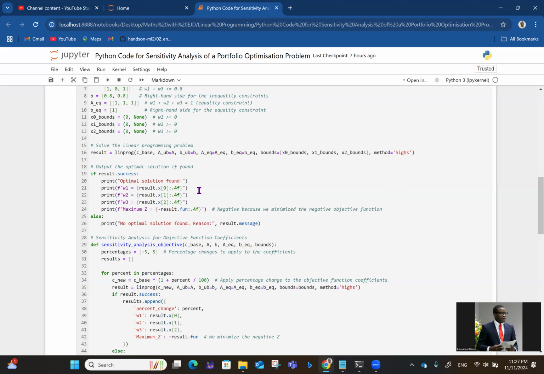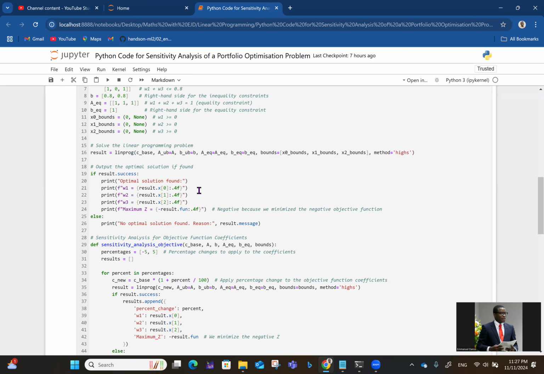Lines 19 to 26 are actually a condition. We want to output the optimal solution if found, in case the optimal solution exists. So we want to get W1, W2, W3, and the maximum value of Z. And of course, the Z there is minus result, because the result is actually negative, since we minimize the negative objective function.